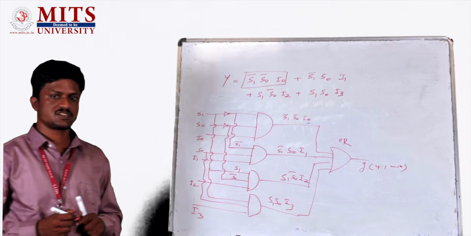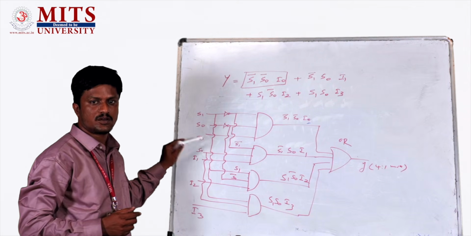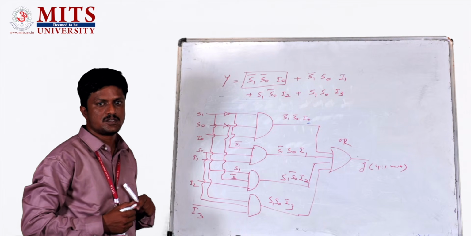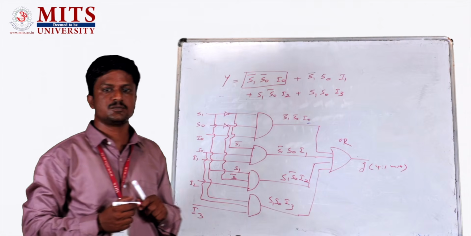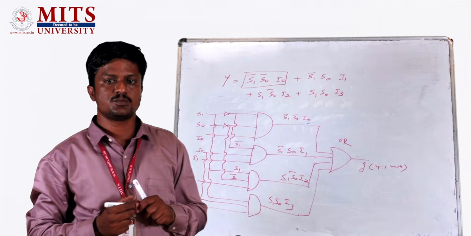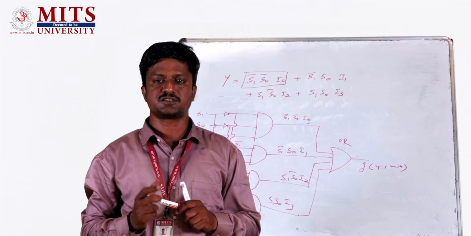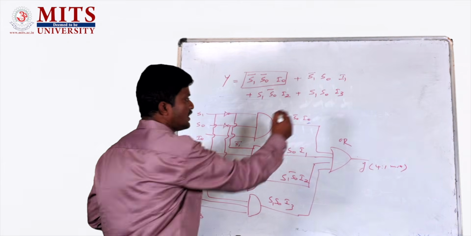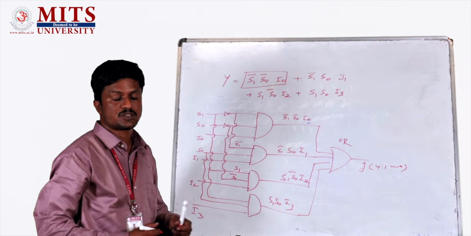So the logic expression is S1 bar, S0 bar, I0 plus the next term is 0, 1, so S1 bar, S0, I1. Then the third term is S1, S0 bar, I2. Then the fourth term is S1, S0, I3. So based on the selection lines, one output of the AND gates is 1. The other 3 AND gate outputs are 0.